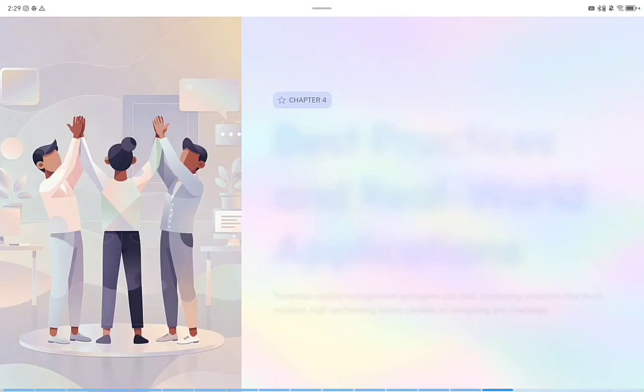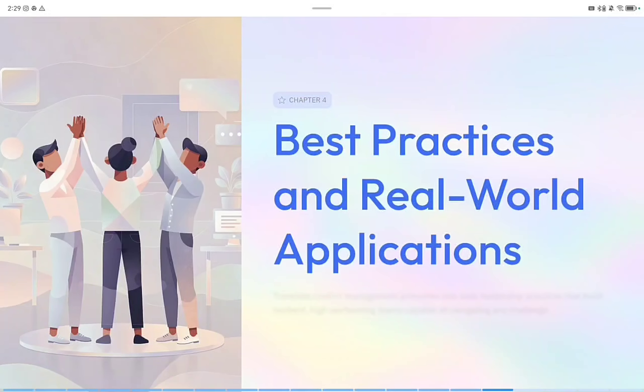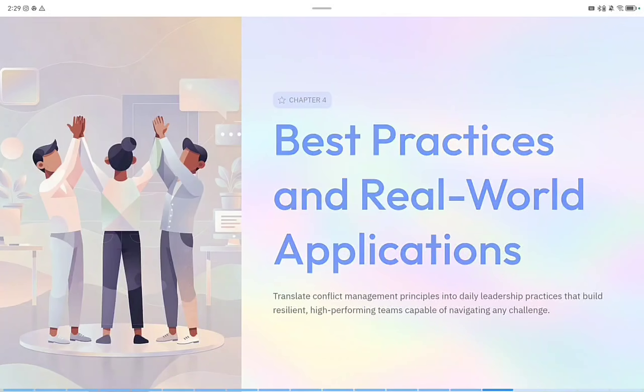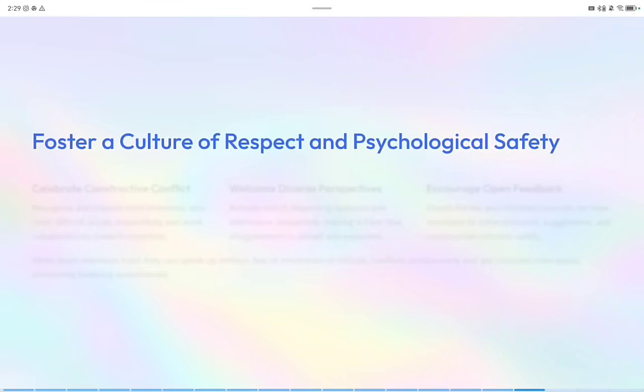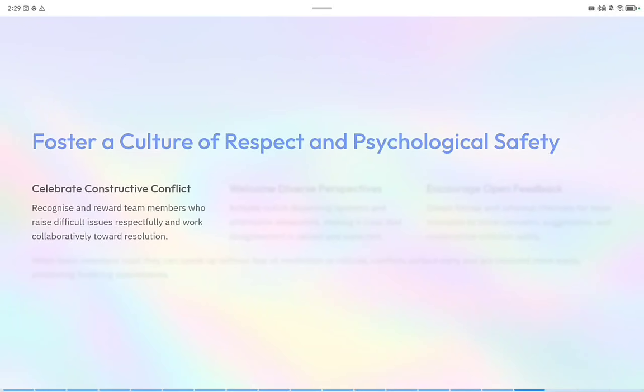Chapter 4. Best practices and real world applications. So let's look into the principles that in our daily life leadership practices build resilient, high performing teams capable of navigating any challenge. Foster a culture of respect and psychological safety.